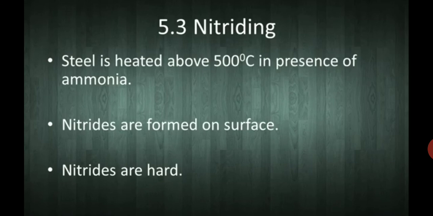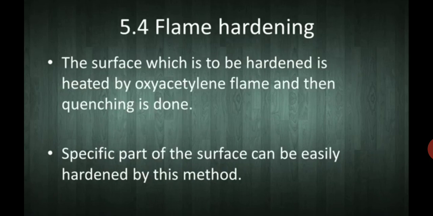Next is nitriding. In nitriding, steel is heated above 500 degrees Celsius in presence of ammonia. This forms nitrides on surface. Nitrides are hard in nature, which increase the hardness of surface.